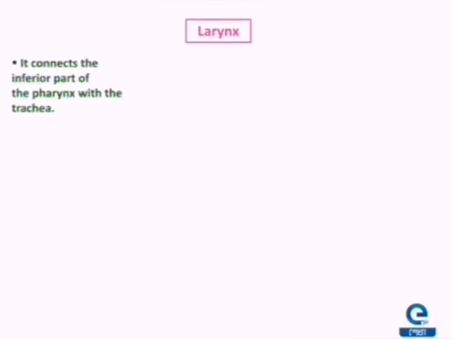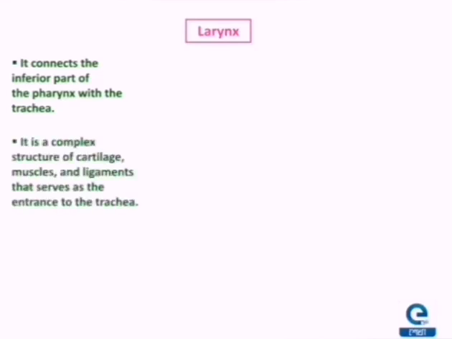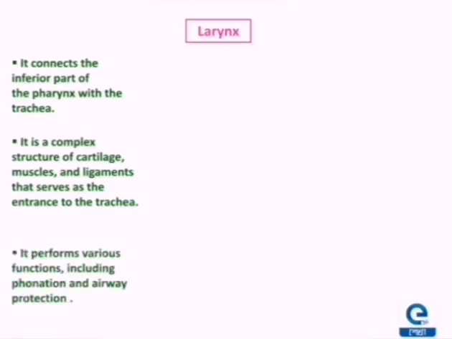The larynx connects the inferior part of the pharynx with the trachea. It is a complex structure of cartilage, muscles and ligaments that serves as the entrance to the trachea. It performs various functions including phonation and airway protection.